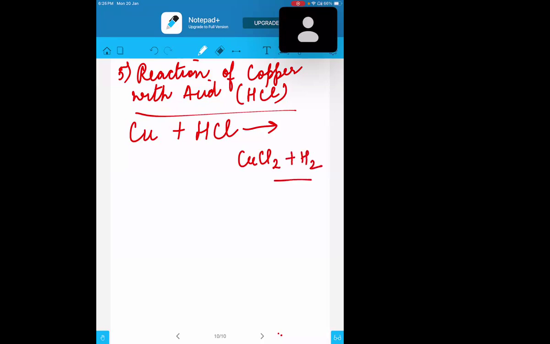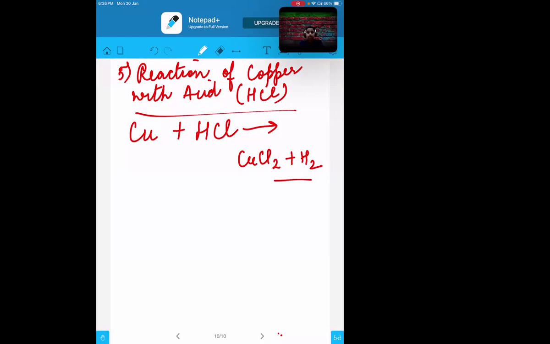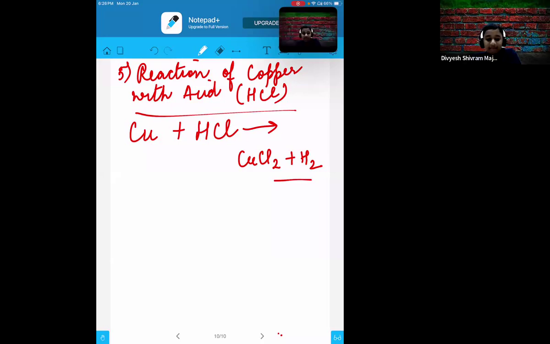Like this you are saying? Yes, ma'am. Are you sure? Ma'am, I guess. Any other answer apart from this? Same answer. Ma'am, do we have to give the balanced equation or just a simple reaction? No, just a simple reaction you have to give. Okay, so you all are saying the same answer, correct? The copper will be reacting with hydrochloric acid and producing copper chloride, correct? Yes, ma'am.